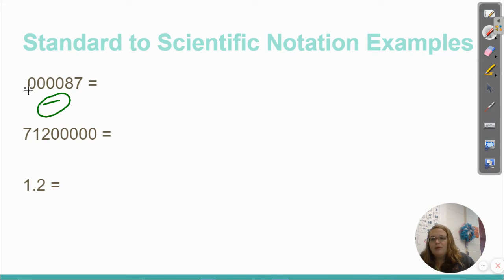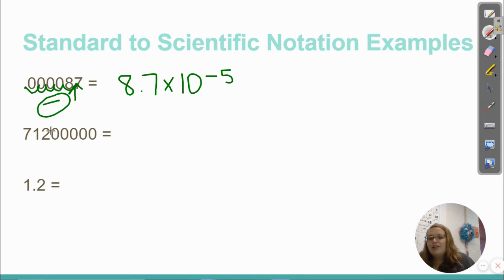So I'm going to move my decimal place to make this only have one number in front of the decimal point. So I'm going to move it to right here. I'm going to move it 1, 2, 3, 4, 5 times. This becomes 8.7 times 10 to the negative 5.